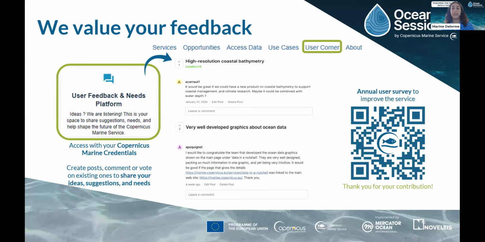Just as important, we actively collect feedback from users. It helps us understand how the service is used, what works, what doesn't, and how we can improve it, including for teaching uses. In the user corner, you can access the user feedback and needs platform, which is a dedicated space for users to share ideas, suggestions, or needs. We also have an annual survey open until 15th of May, collecting feedback to improve the service, to which you can have access by scanning this QR code or clicking the link in the chat. So thank you in advance for your contribution.